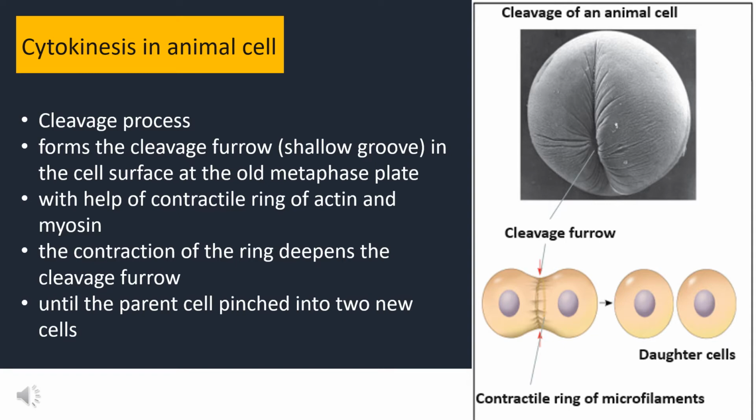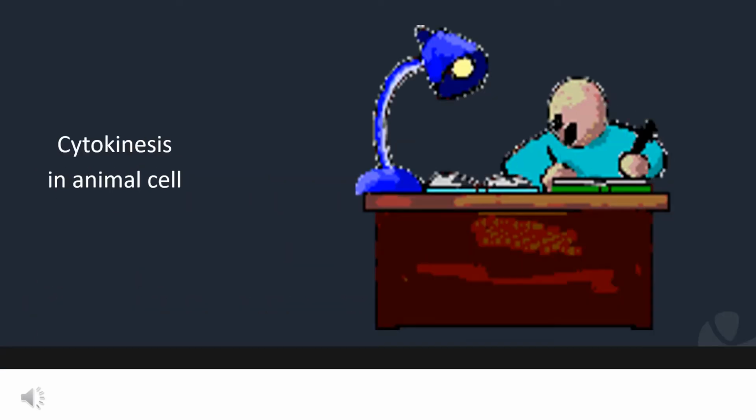Then, the contraction of the ring deepens the cleavage furrow, until the parent cell is pinched into two new cells, each with its own nucleus and its own share of cytosol, organelles, and other subcellular structures. Let's watch a video of cytokinesis in animals.